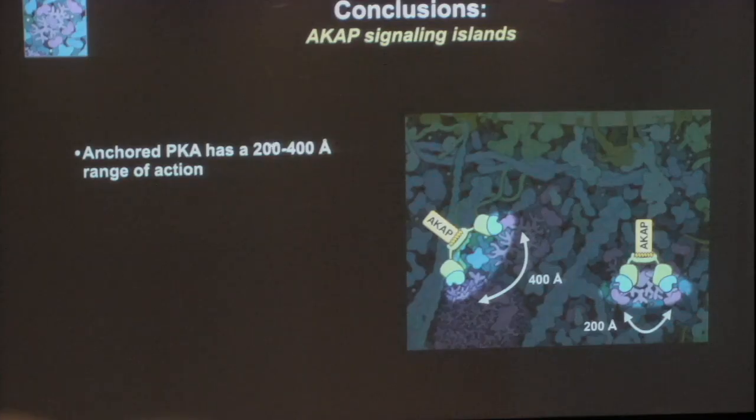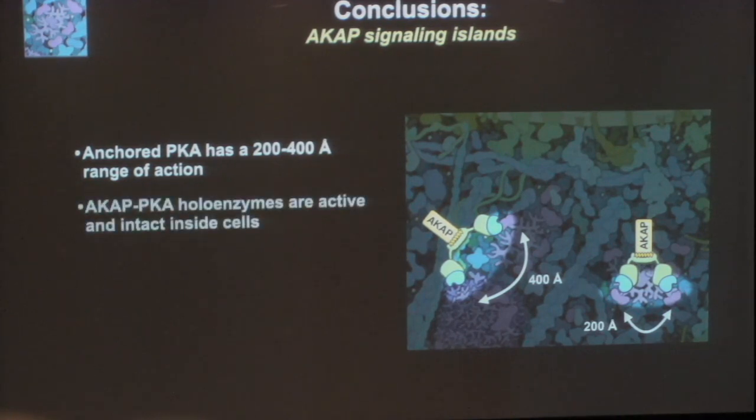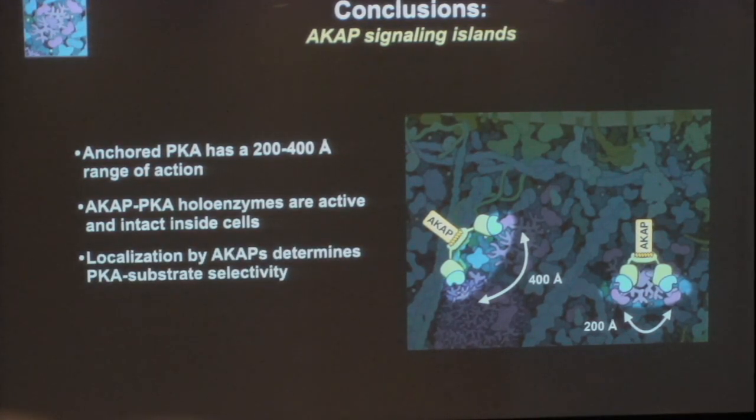So that's really drawn to the following conclusions. The anchored PKA has this very restricted range of action, somewhere between 200 to 400 angstroms. It could be slightly greater depending on the nature of the AKAP, because there could be intrinsic disorder within the anchoring proteins as well. AKAP-PKA holoenzymes are active and intact inside cells. Very different than in vitro biochemistry, but again, it gives you much more regulation within the system. And localization by AKAPs is the key determinant for substrate specificity. These are broad specificity enzymes. They've got 2,000 to 3,000 substrates within a cell.